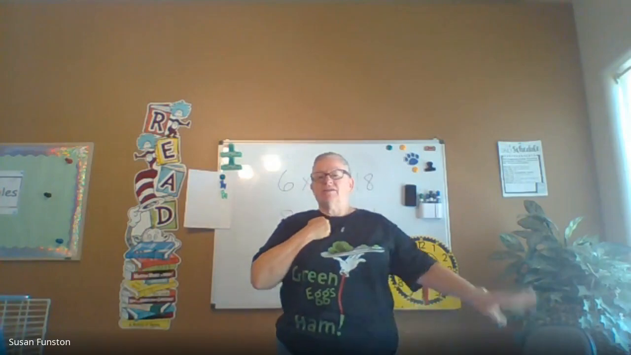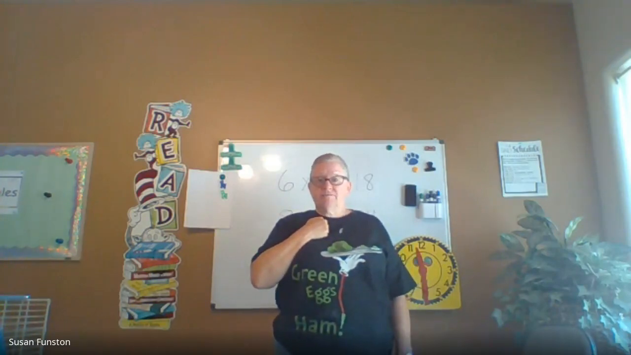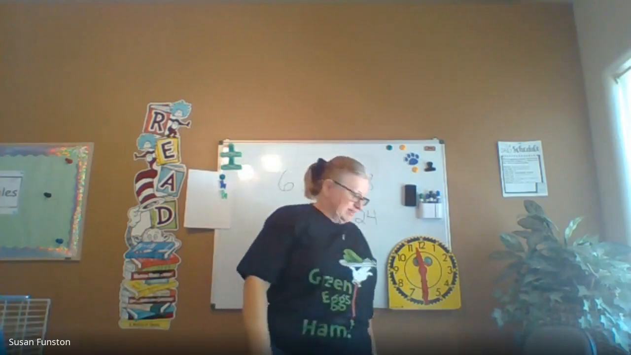Okay, let's go backwards one more time since I was thinking about something else and screwed it up. So ready? We're going to start at 36 and we're going to go backwards by 4s. Ready? Go. 36, 32, 28, 24, 20, 16, 12, 8, 4. All right, nicely done.